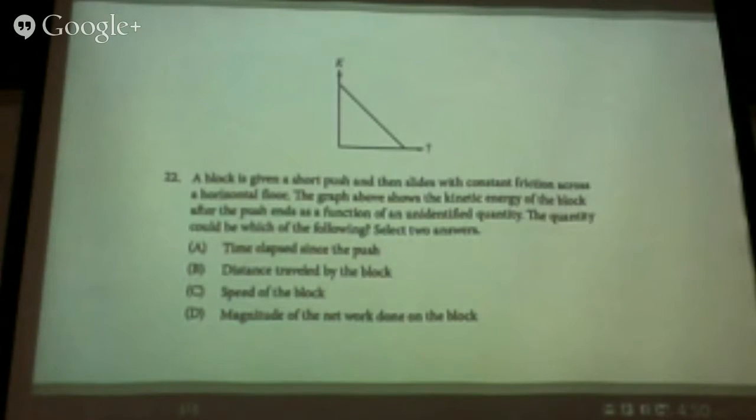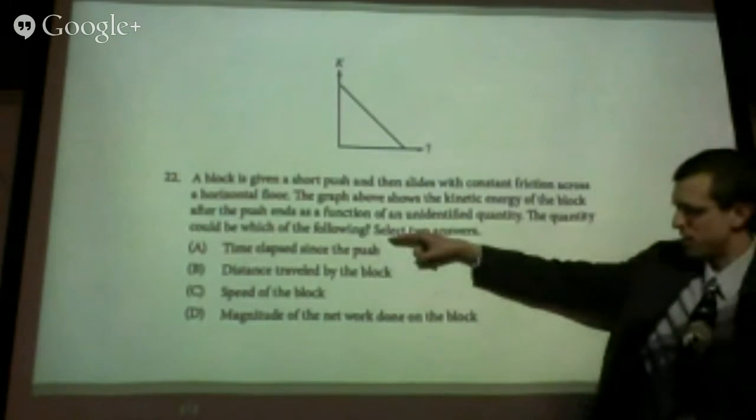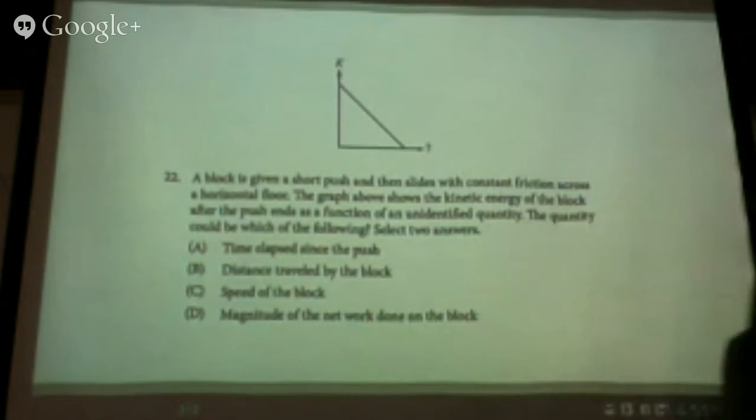All right, now answer B, or answer A. That's what we have left. We're just working our way up to the top. Distance traveled by the block. Now let's see. I know that work is proportional to kinetic energy. So by extension, if I have something that's proportional to work, then that would also have to be proportional to kinetic energy. So let's look at that. Is our distance or time, do we know that either of those are proportional to the work done?